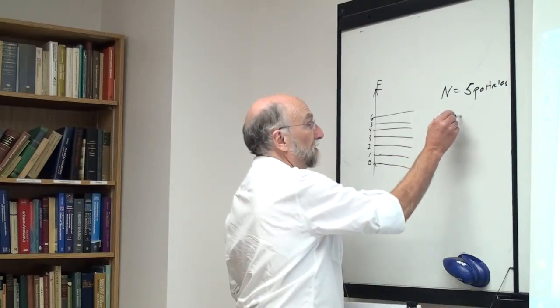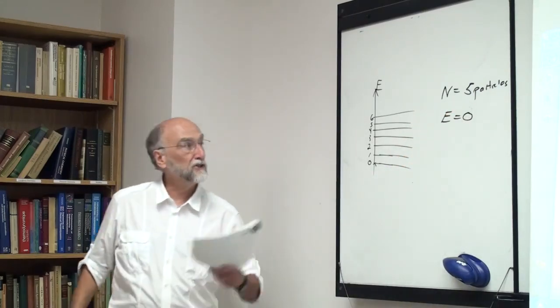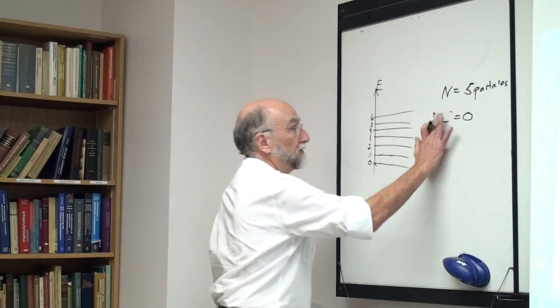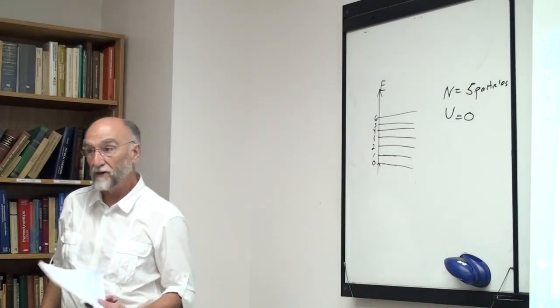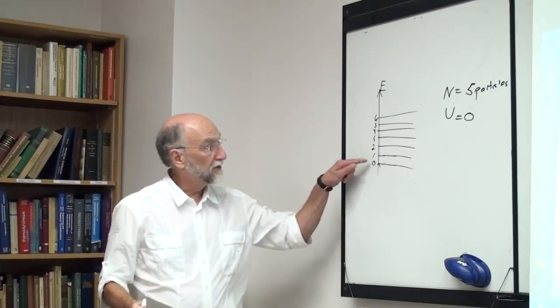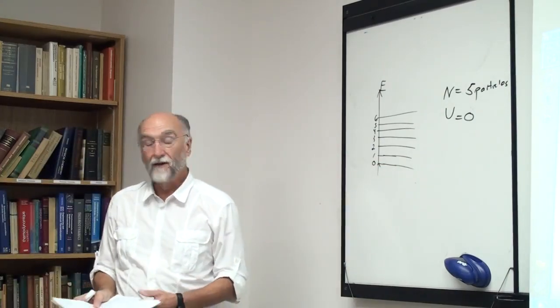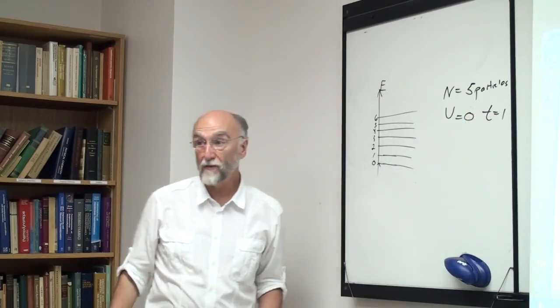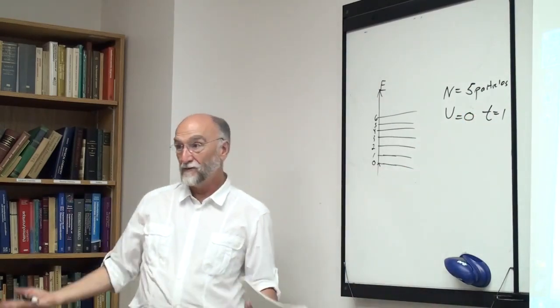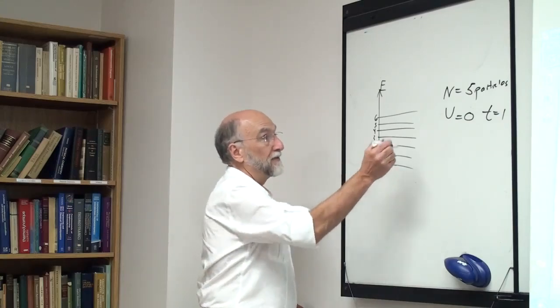Let's suppose that U is 0. Internal energy of the system is 0. You have 5 particles. Clearly, all 5 particles have to be in the lowest energy level. In that case, what is the multiplicity of the system? The multiplicity of the system is 1. There's only one way of doing it. There's only one microstate. This is the macrostate.